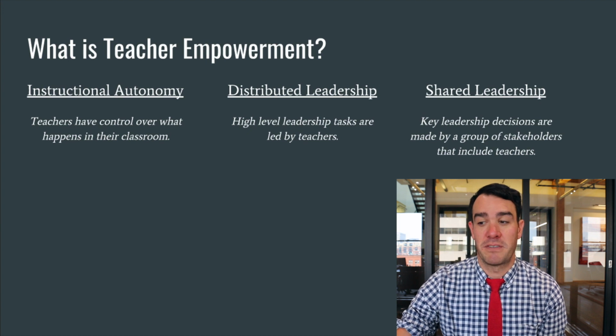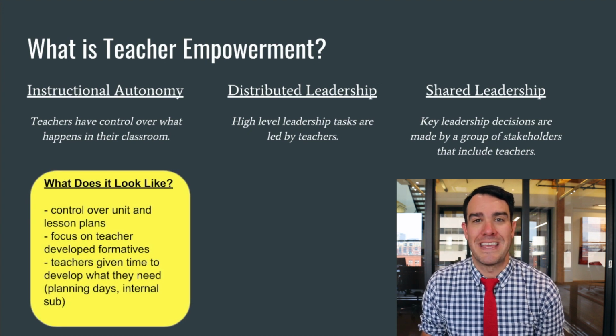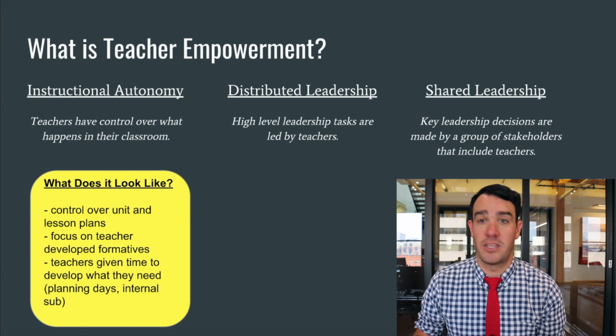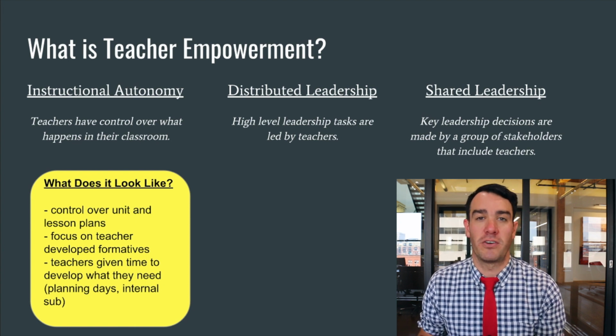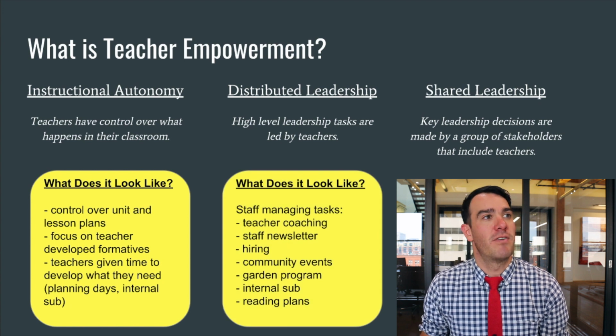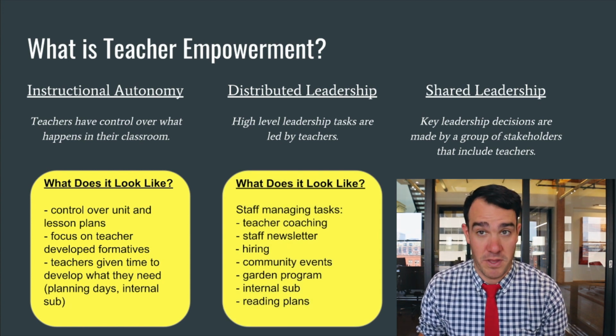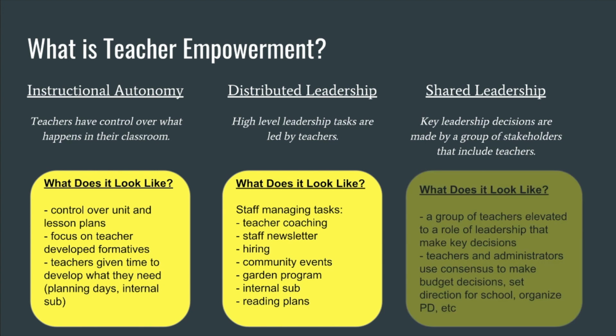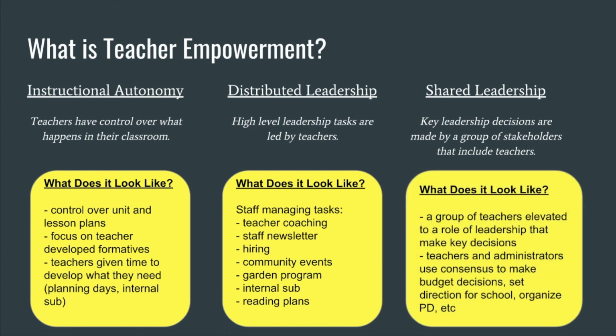Some specific examples of each of these buckets, well, for instructional autonomy, it's going to be control over the lessons, the unit plans, the assessments that are critical to instruction within a classroom. For distributive leadership, you might have a teacher that's running the staff newsletter or hiring within your school. And finally, for shared leadership, well, at the Denver Green School, that's participation in a 12-member shared leadership team that makes critical school decisions using the consensus decision-making model regarding budget prioritization or next August's summer professional development calendar.